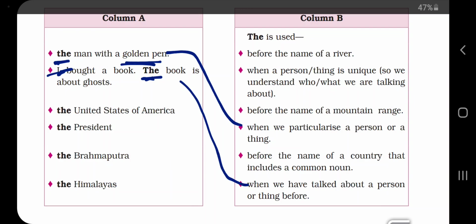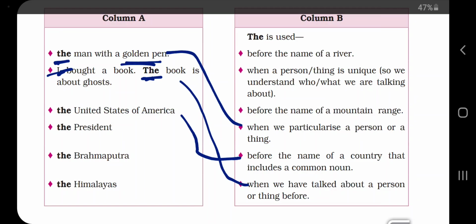The United States of America, before the name of a country that includes a common noun. So this will be here. That's why we are using the before. We do not simply say USA, the USA.